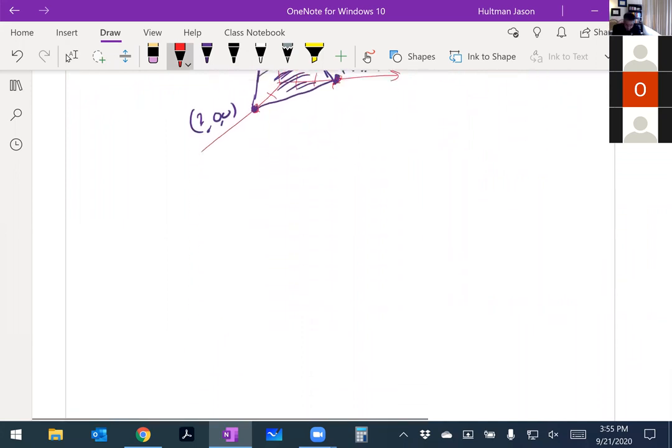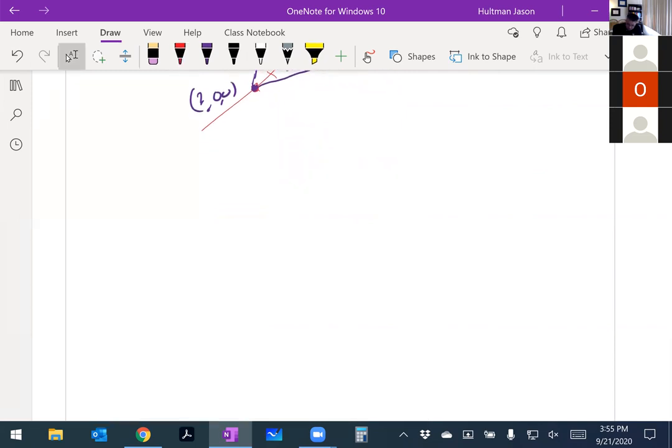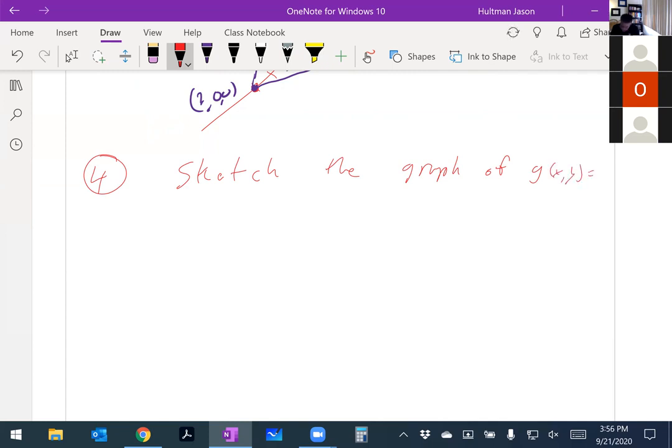Okay, number 4. Sketch the graph of g of x, y equals 9 minus x squared minus y squared. Okay, so g of x, y is equal.